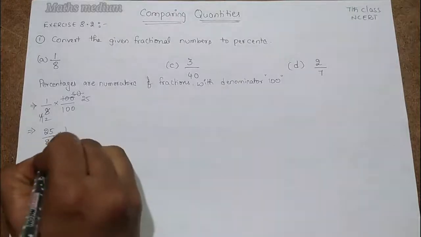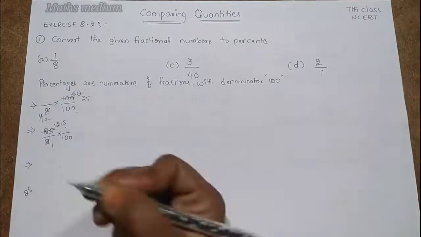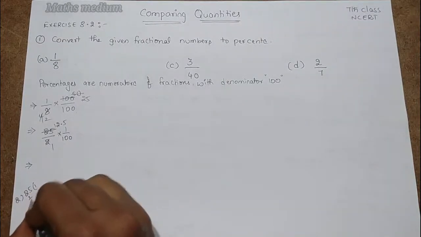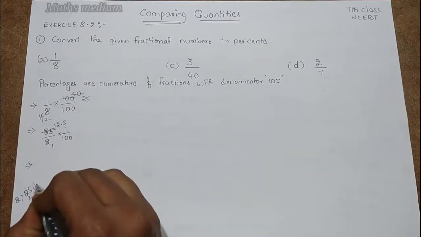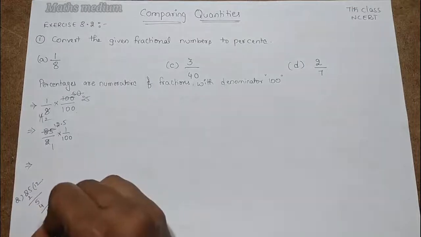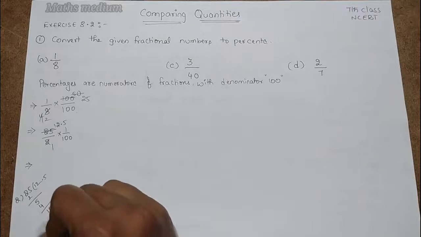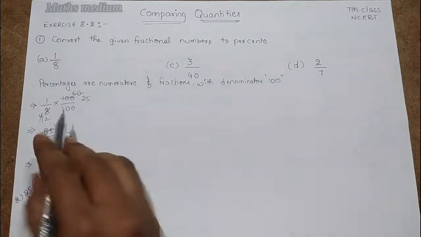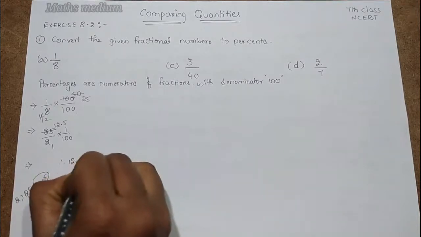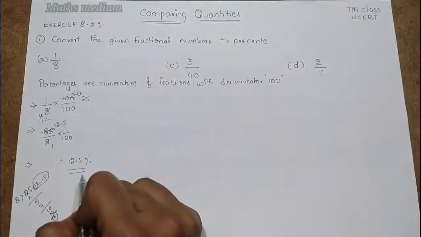Yes. Now 2 1s are 2, 2 12.5s are 25. See, 25 here, 2 1s are 2, 5, 2 2s are 4, here 1 is remaining, put a point here, we get 10, 2 5s are 10, so it gets 0. The answer is 12.5 like this. Therefore, 12.5% is the answer for this one, fraction number to percentages.